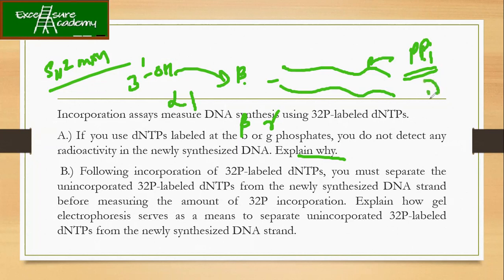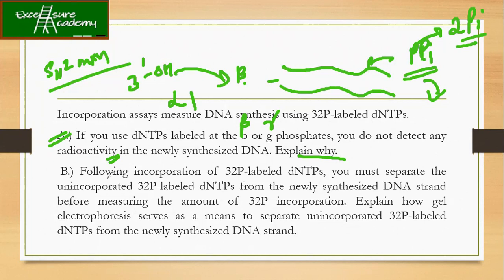Now this is later hydrolyzed and it is never incorporated into the growing DNA chain. Because it is hydrolyzed and becomes two inorganic phosphates, which releases a very good amount of energy to help in carrying out the further reaction. Therefore we will never see radioactivity in it, because beta and gamma are never present in the newly synthesized DNA. So guys, I hope this is clear to you. It was very simple; for this you did not even need to know the incorporation assay.